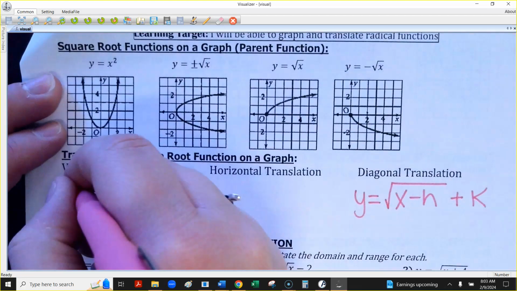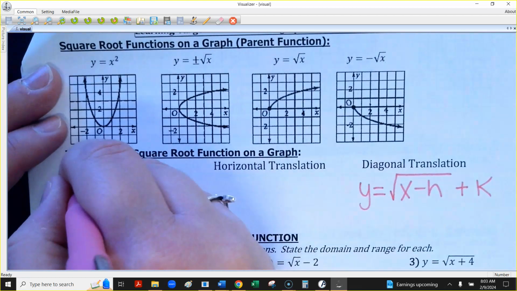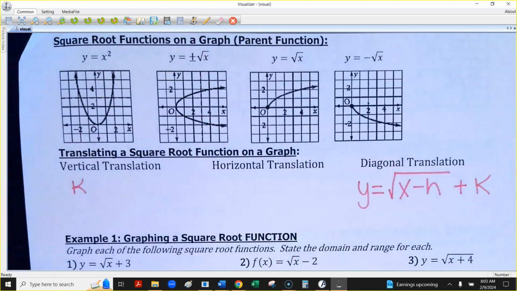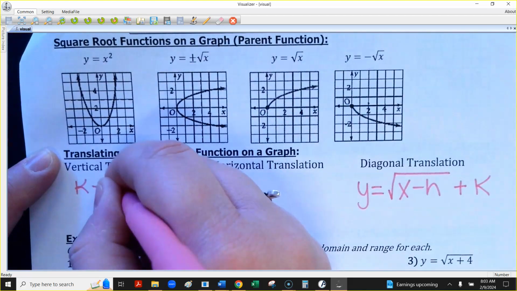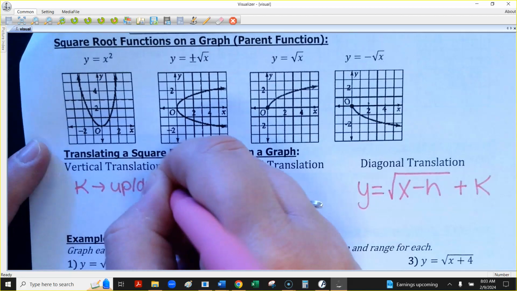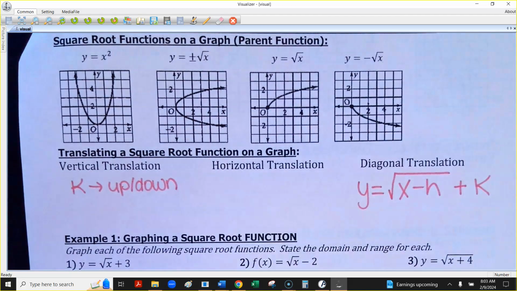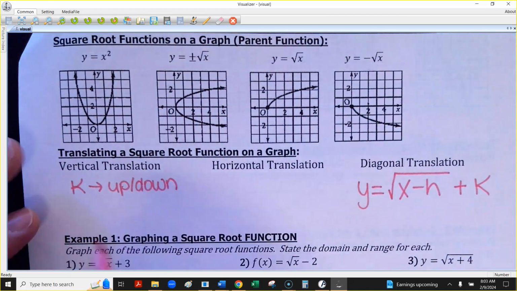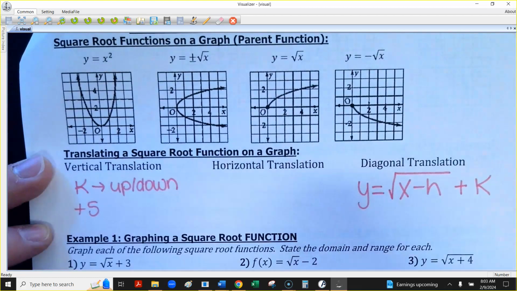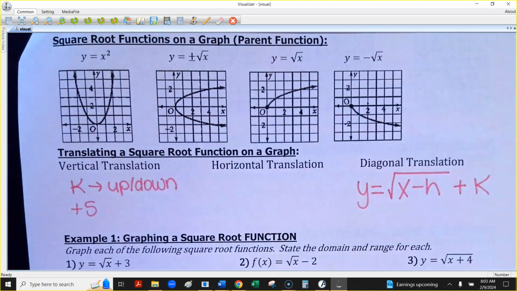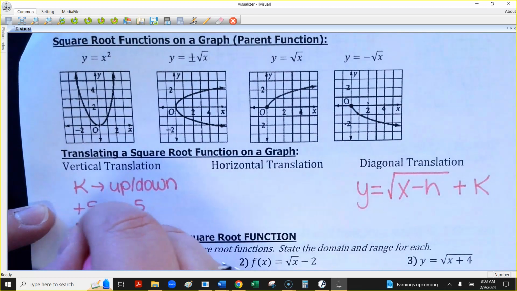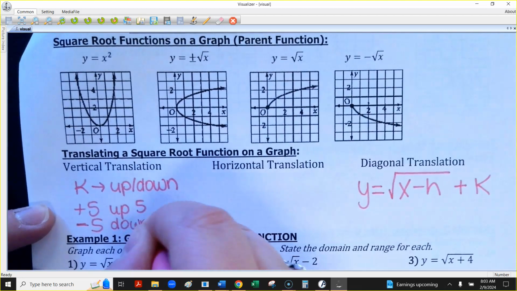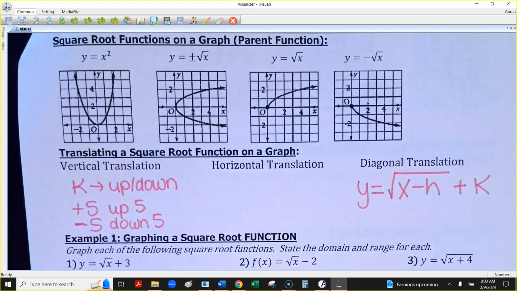So vertical translation is going to be affected by the k. If you see the k over there, that vertical translation is going to move the graph either up or down. I'm just going to make up a number. Let's say my k value was plus 5, then this would go up 5. If I had a minus 5, then it would go down 5. So whatever's outside that square root operation, it's going to go exactly the way you think, up or down.